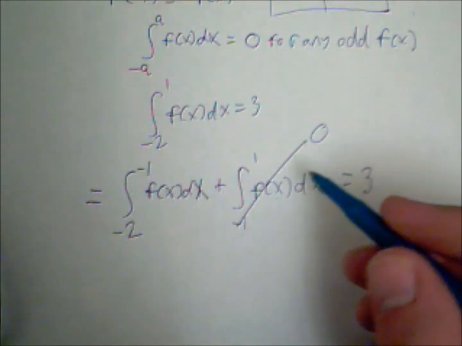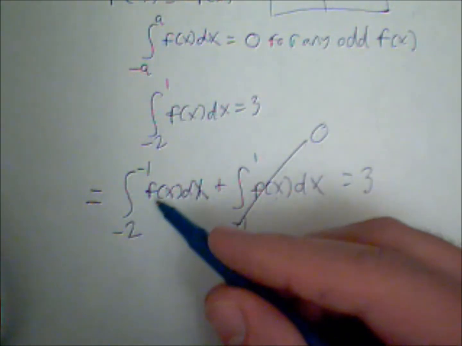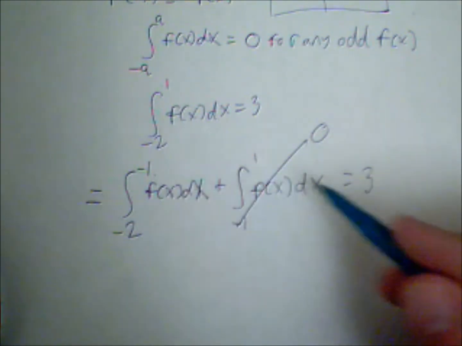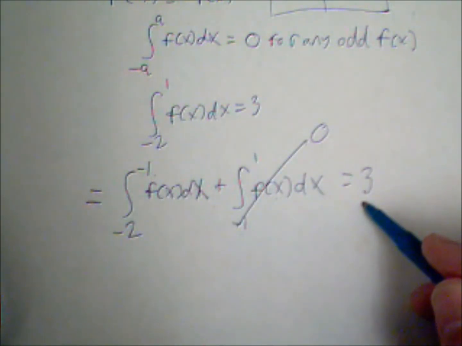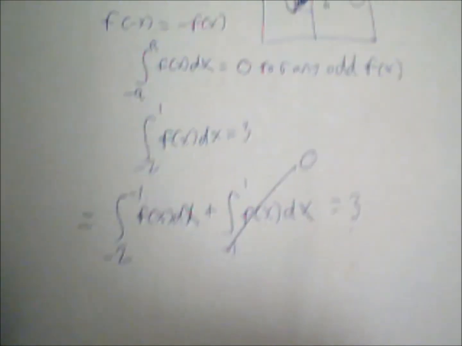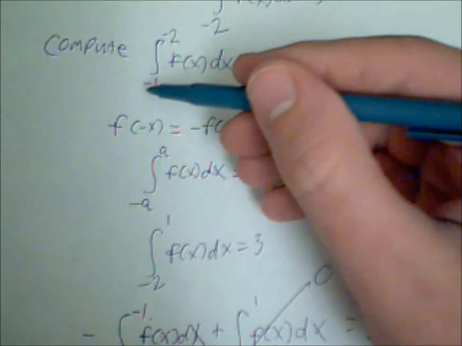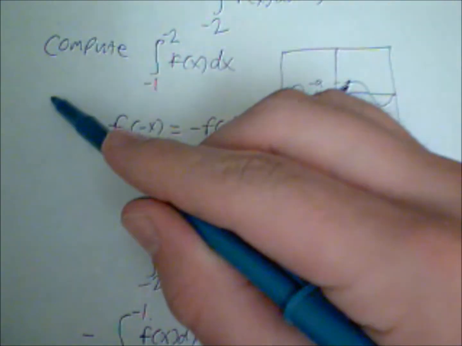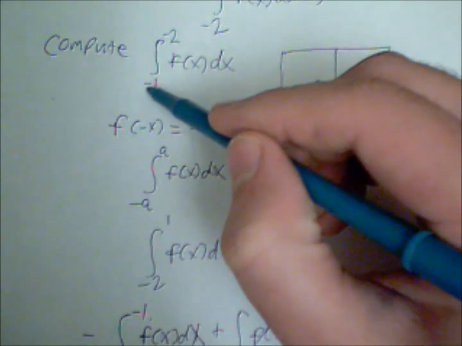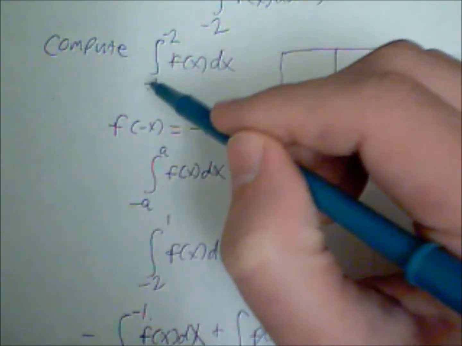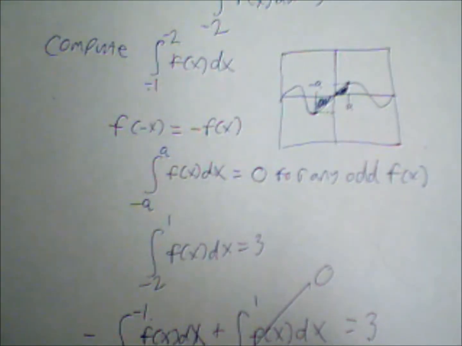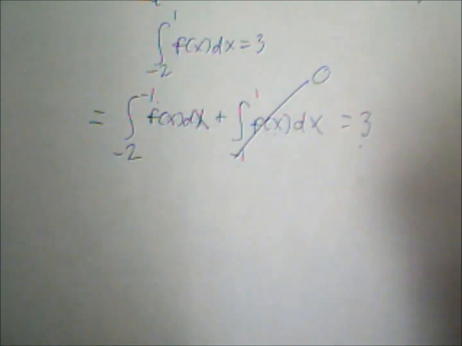Alright, so now if we take a look, we've got this integral from -2 to -1 is equal to 3. But I'm looking for the integral from -1 to -2. You notice that seems a little backwards, because normally you go from smaller to larger, and -1 is more to the right on the number line than -2, but we can do that.